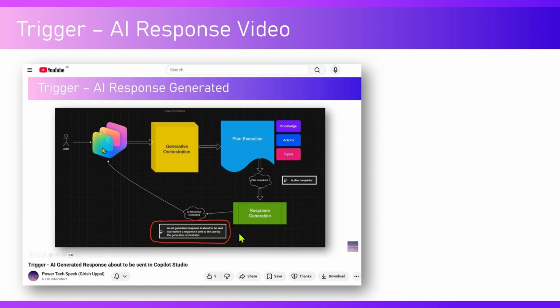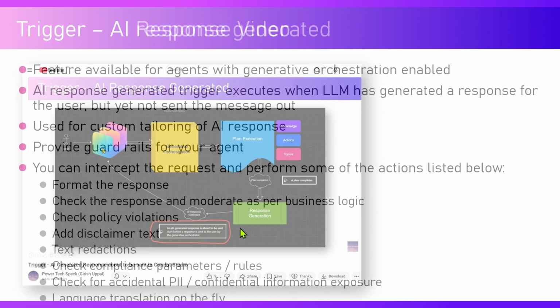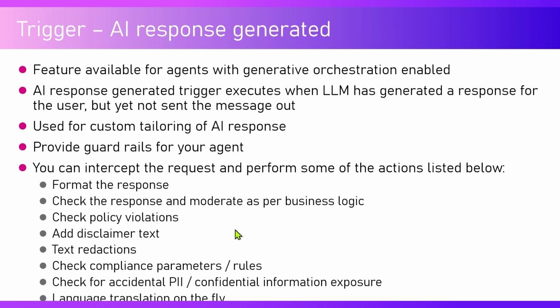Now we can tailor that response. Why would you like to tailor the response which has already been provided by Copilot Studio? You can intercept the request and perform some of the actions listed below. You can specifically format the response. You can decide what format you want instead of relying on the default Copilot Studio response. You can check the response and moderate as per the business logic. If Copilot Studio accidentally sends out personally identifiable information, or some information which you deem a bit sensitive, or if it is violating any policy, you can handle that.